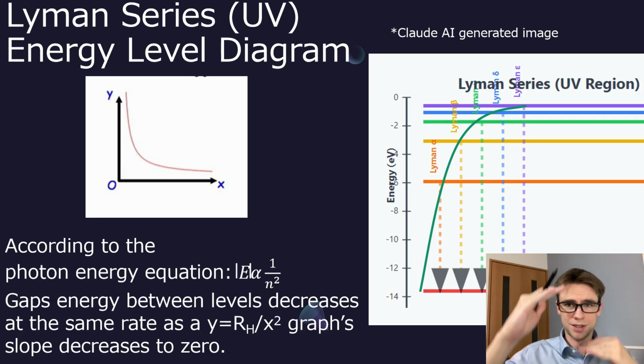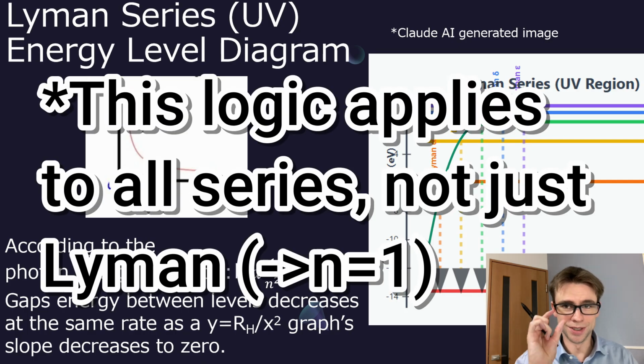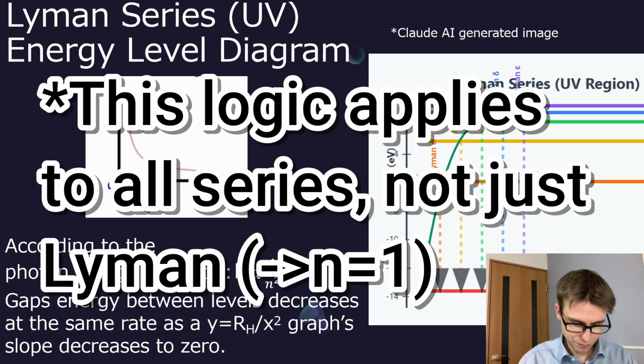The rate at which these gaps decrease is the same as the rate at which a 1 over x squared graph approaches 0. Now I could have drawn these lines with any spacing that I want, because the x-axis on this Lyman series diagram doesn't mean anything. It's just separated however much I want to visualize these lines. But still, I think it's a good visualization of the rate of decrease of that gap.